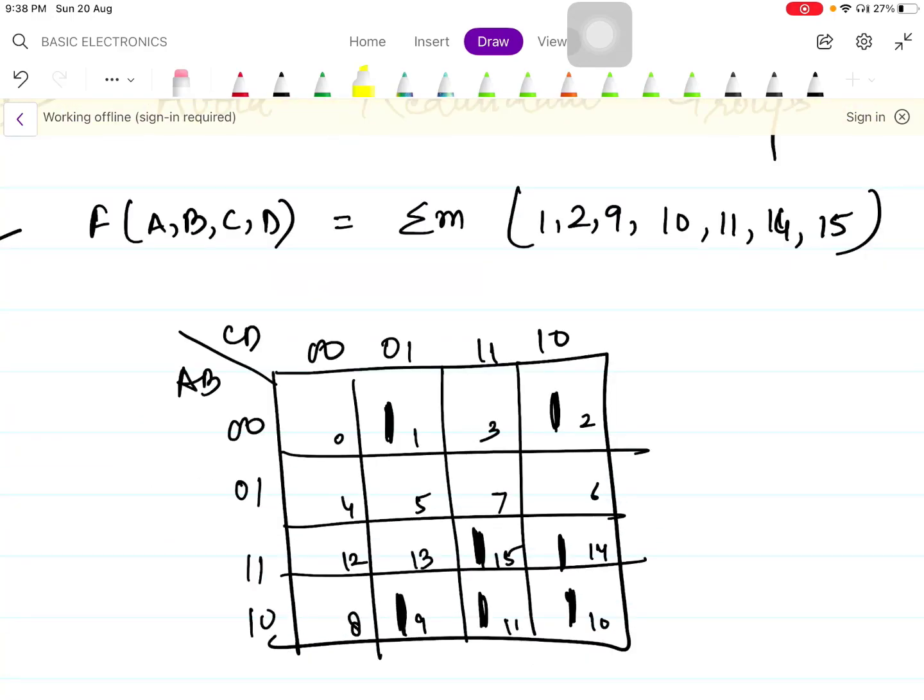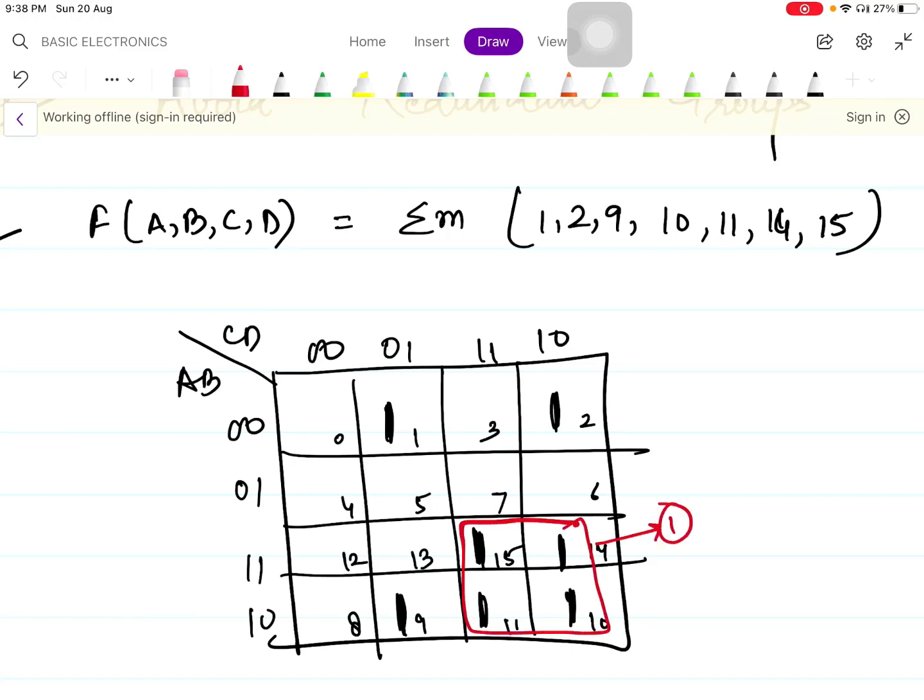Okay, now we are moving on to another question. Again, a four variable K-map will be made over here. Minterms are given. I have already made the K-map and the minterms are filled. Now let us start making the groups. First of all, we will search for a group of 16, not possible. Then a group of 8, not possible. Then a group of 4, and that is possible. So let's make this group first.